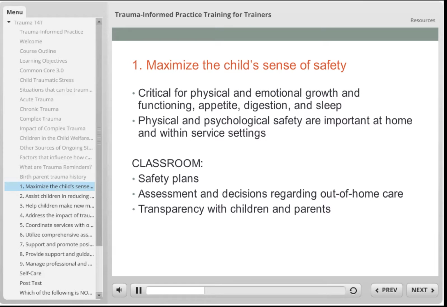We will take a look at each essential element in more detail, exploring why it is essential and ways that you can support this practice in the classroom. Let's begin with essential element 1, maximize the child's sense of safety.